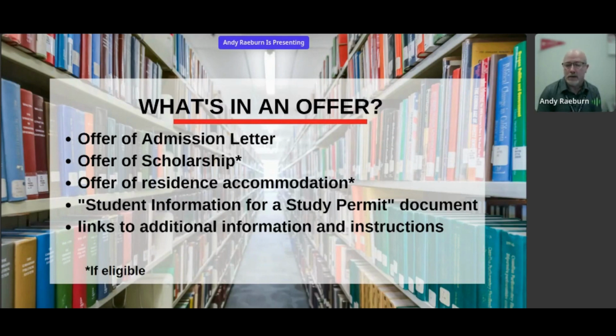International students will also receive an additional document that will help you to apply for your study permit. This is called a student information for a study permit, and it contains all the important information and criteria that you need to provide in order to apply for your study permit.